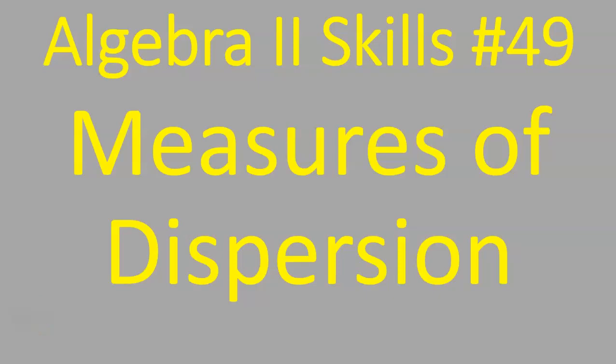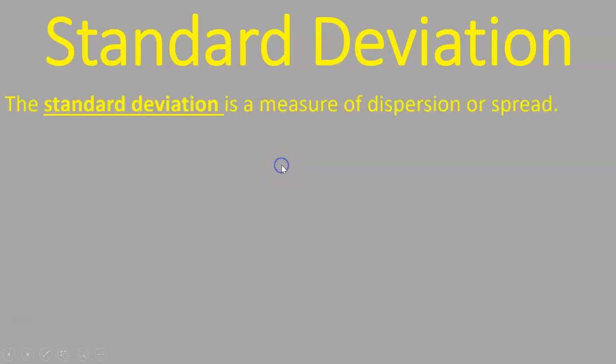Algebra 2 skills number 49, measures of dispersion. So dispersion means spread, and standard deviation is one of the main measures you're going to see, one of several measures you could see that measures spread. It's all about how far apart the numbers are. It has nothing to do with the size of the numbers.